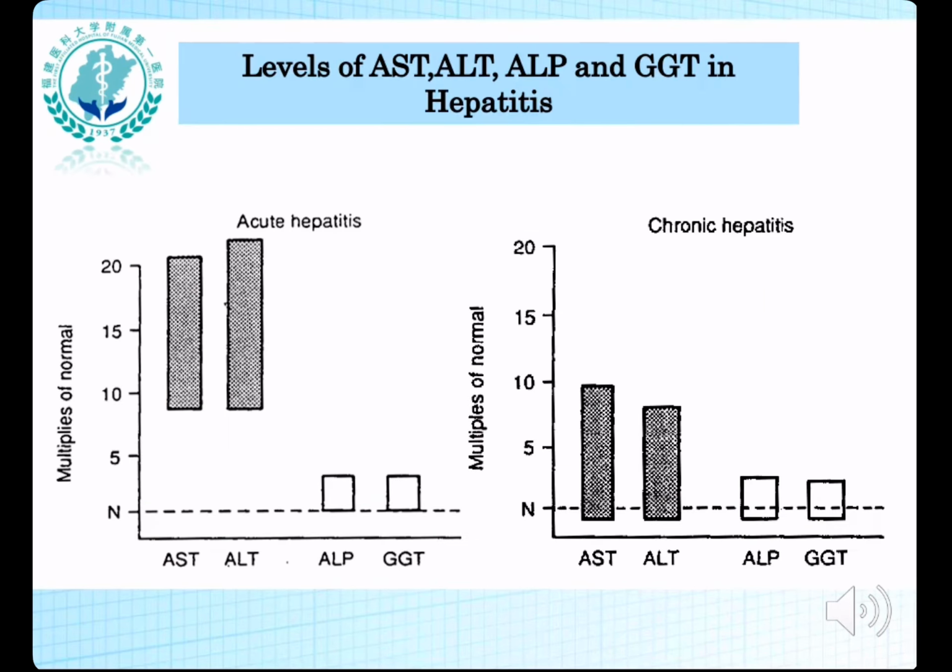This figure shows the levels of AST, ALT, ALP, and GGT in hepatitis. Obviously, the levels of AST and ALT in acute hepatitis are higher than in chronic hepatitis, and the levels of ALP and GGT in both acute hepatitis and chronic hepatitis are only slightly elevated or kept normal.